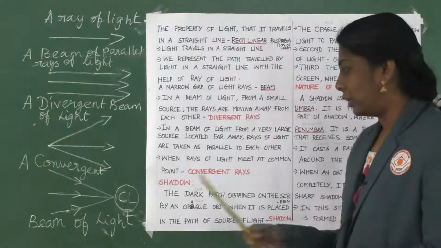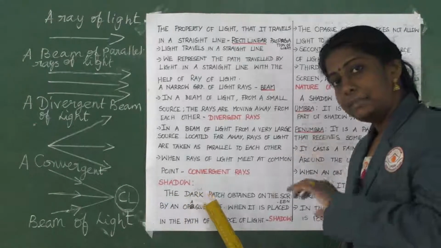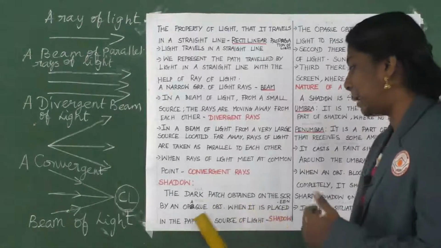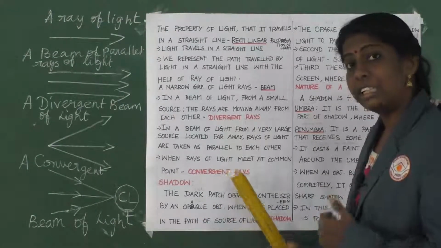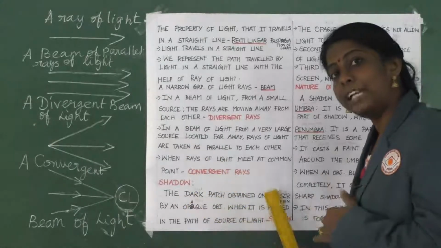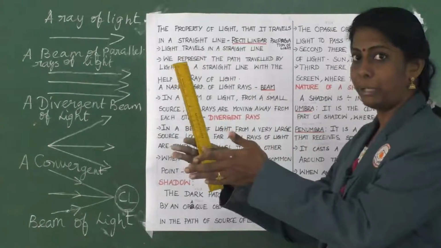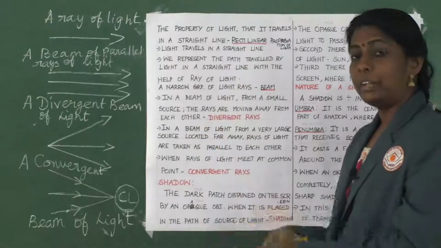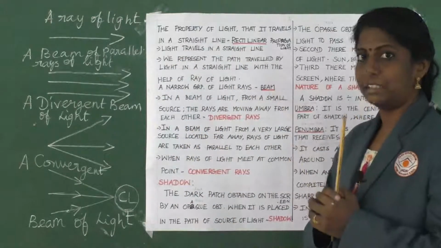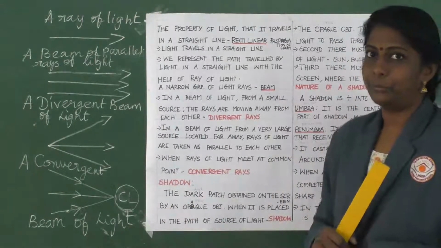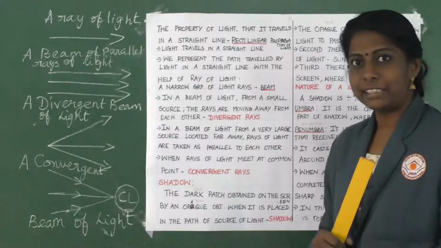So, when you are getting this dark patch from the opaque object, when this opaque object is placed in the path of the source of light, light should fall on the opaque object. From that you are getting a dark patch. So, that is what is said to be shadow. Clear, children? Can you understand?